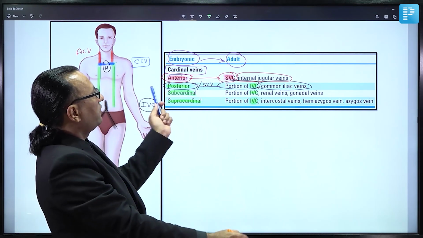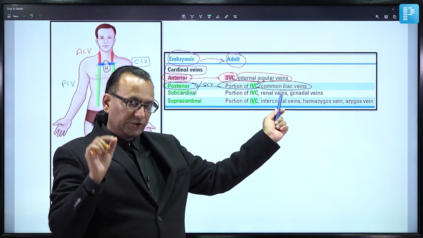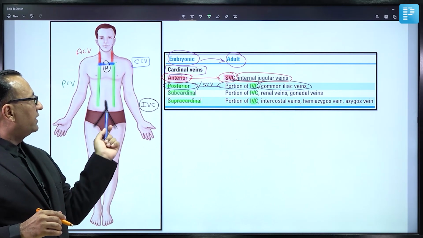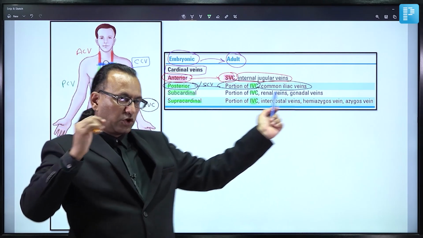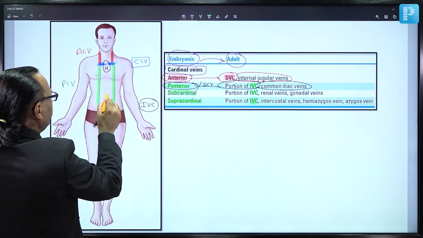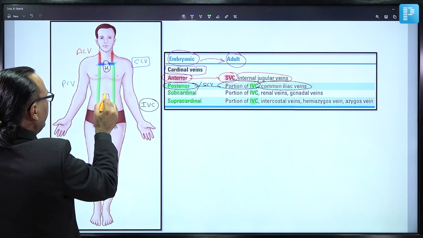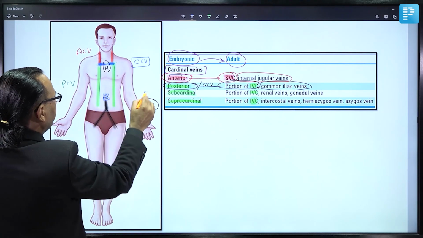So this posterior cardinal vein or sacrocardinal vein will form the initial portion of the inferior vena cava and also contribute to the common iliac veins. What about the next portion of the inferior vena cava? The next portion of the inferior vena cava we will definitely talk about, keeping it as a query here.